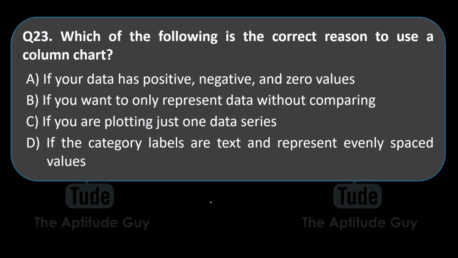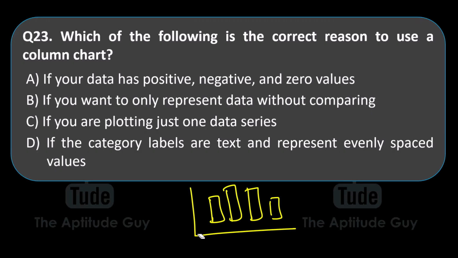What is a column chart? A column chart simply looks like this. Okay, this is a column chart. Now, what is the correct reason to use this? Read all the options, use your best judgment, and think what is the correct answer. And like we did in the previous videos, have a scorecard for yourself so that you can see how many you get right and how many you get wrong.